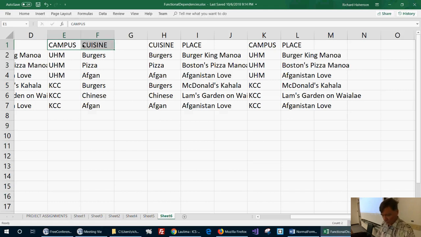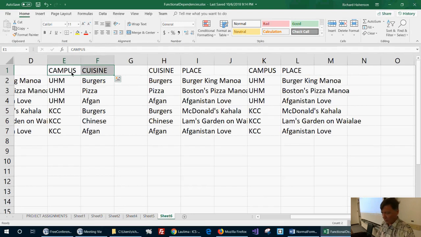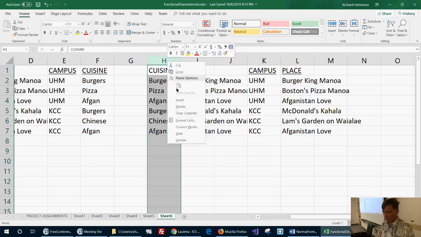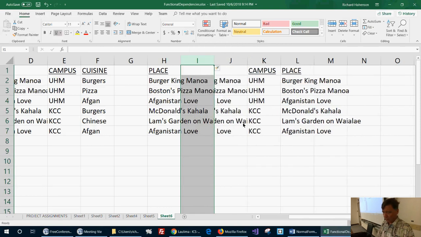In this one, both of these are the key. In this one, this is the key. And in this one, both of these have to be the key. So let's put this over here just so we can have the key on the left.